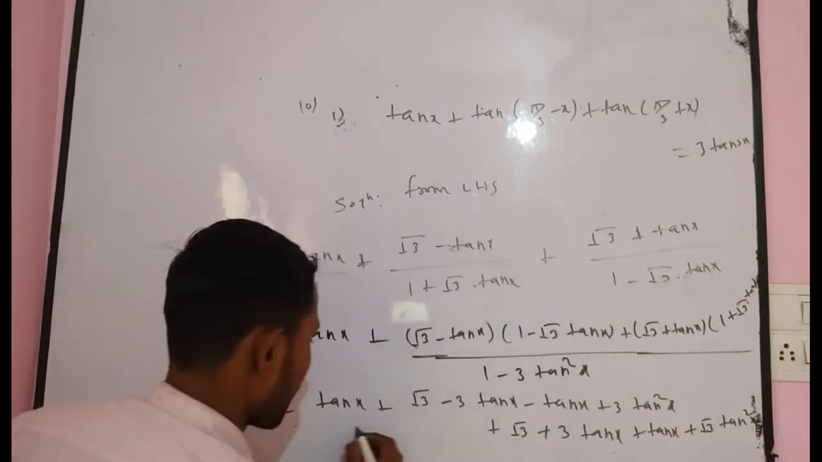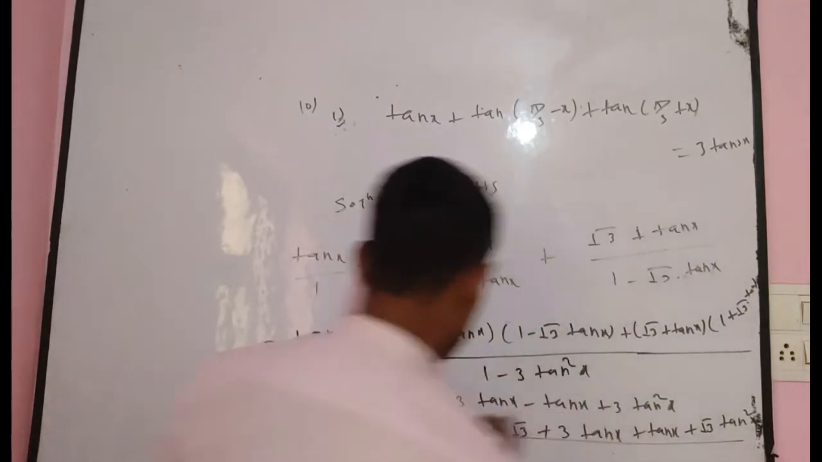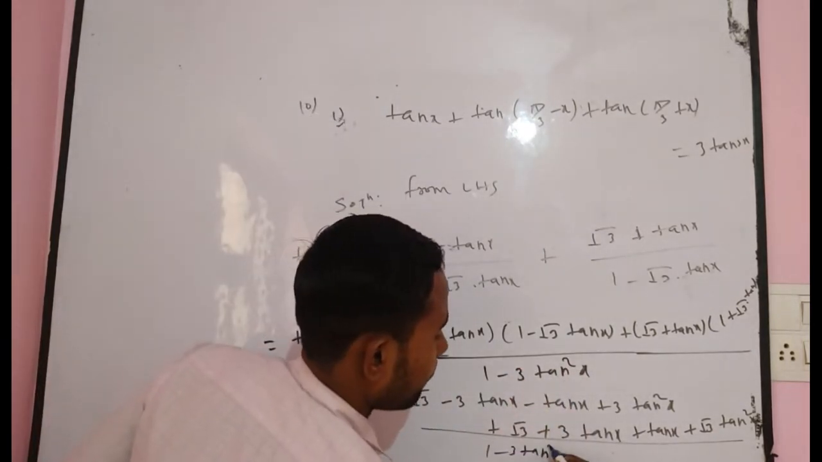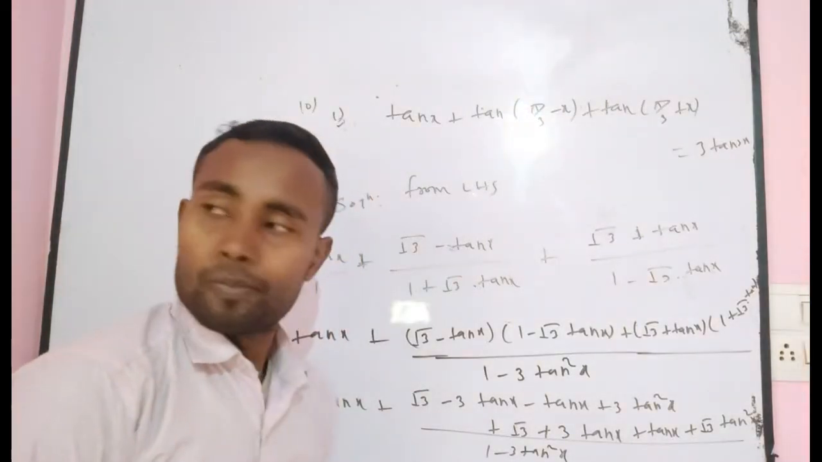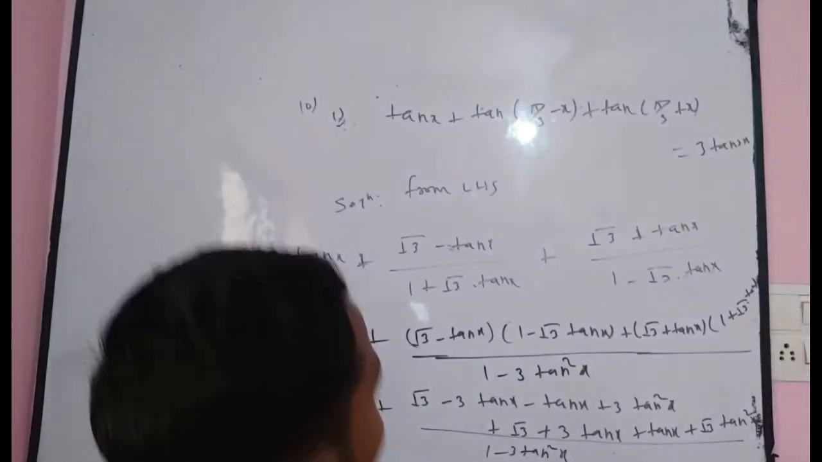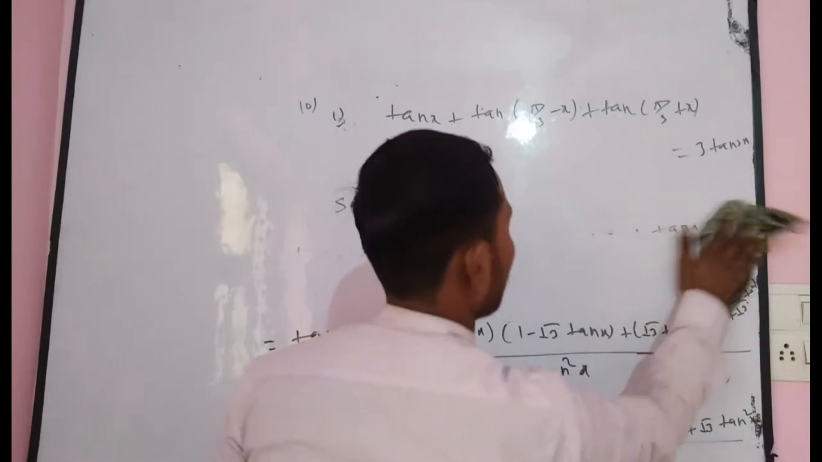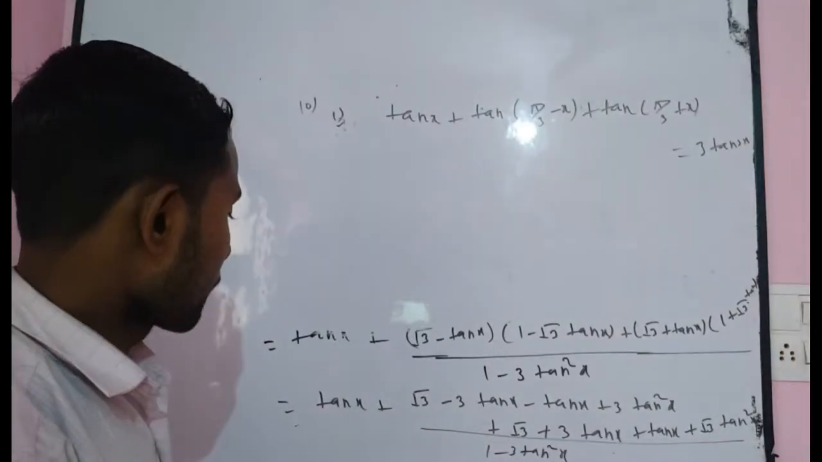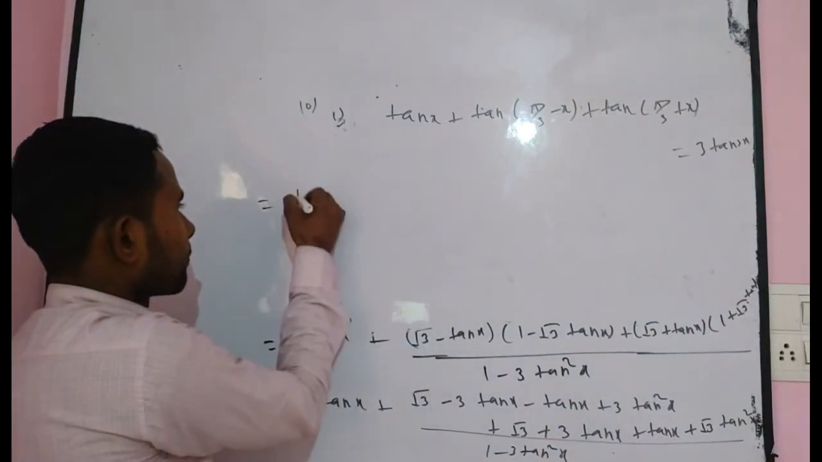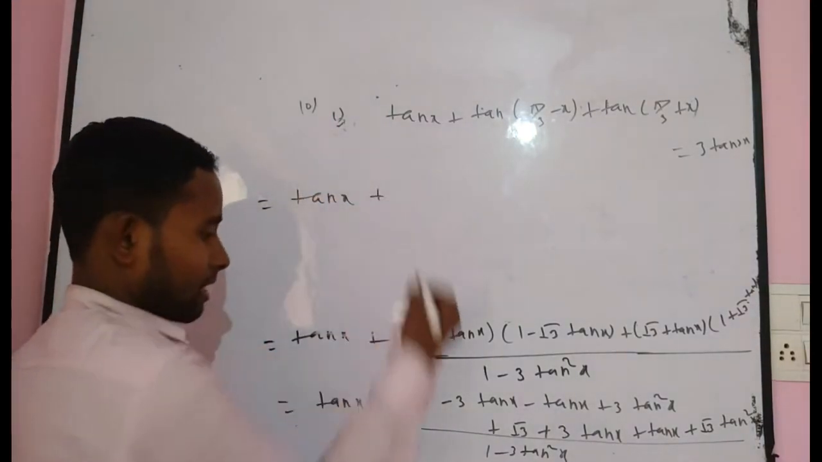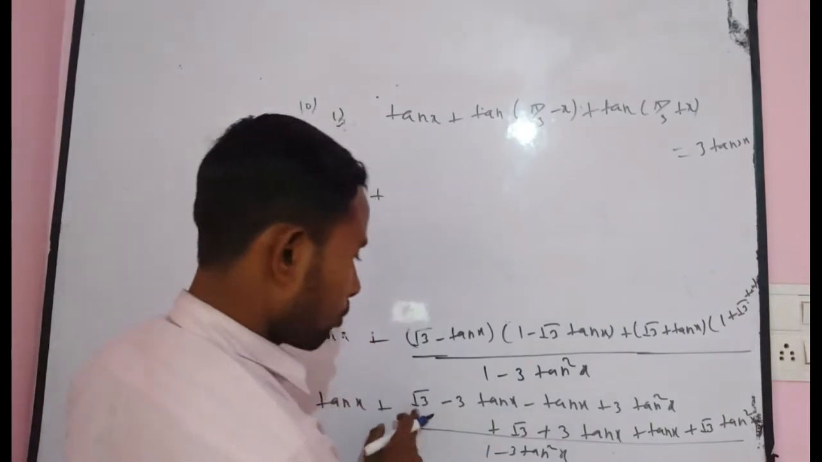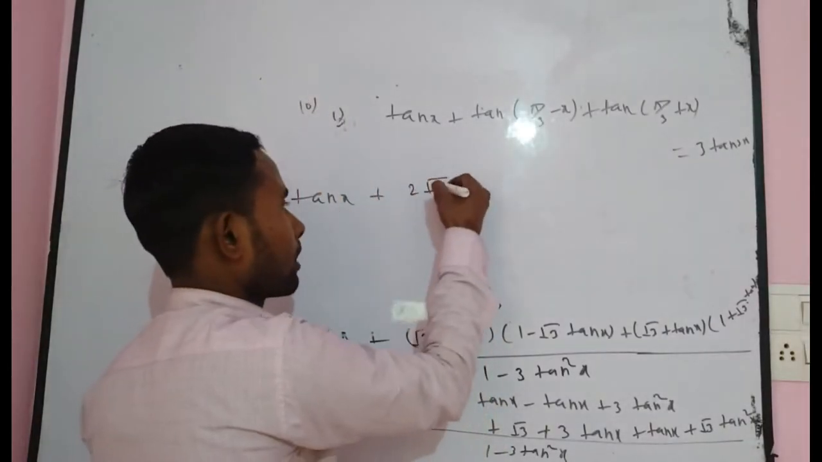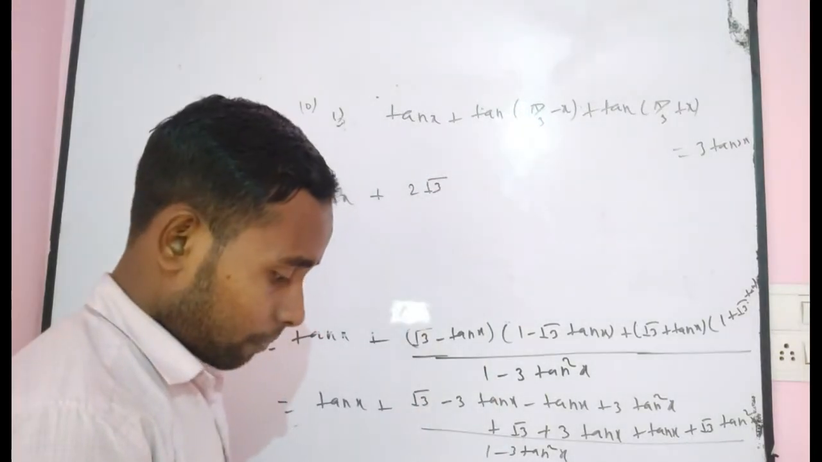I think you understand. Now you have to divide the whole factor, removing tan x, by 1 minus 3 tan square x. Can you write it? Now I want to rub this part. It becomes tan x plus, if you manipulate, root 3 plus root 3 becomes 2 root 3. Can you write 2 root 3? One minute, I want to say one minute.